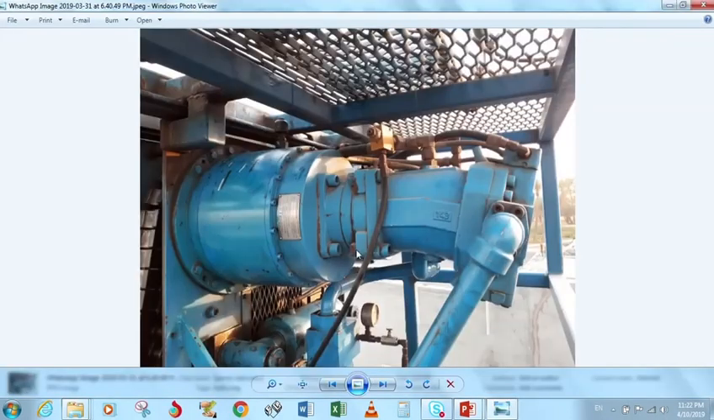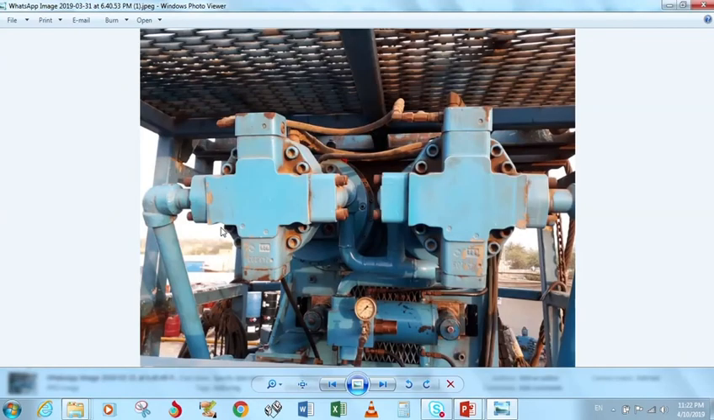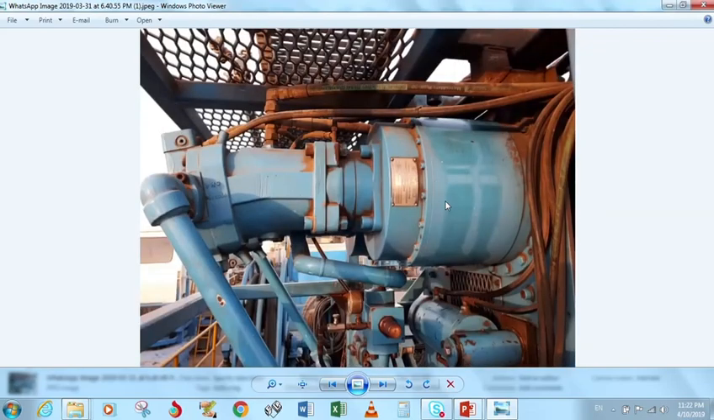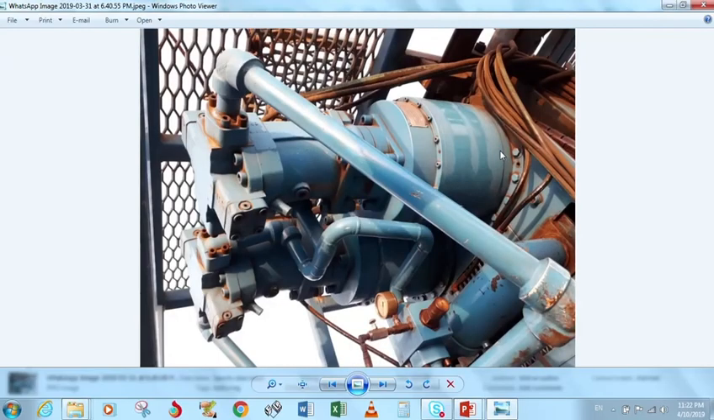Now here we can see the view of the hydraulic motor, which we have just seen. This is the motor, this is the hydraulic disc brake, and this is the planetary gear reducer. This is another view of the hydraulic motors. These are the two hydraulic motors from the back side. Here we can see again another view of the hydraulic motor. This is the hydraulic motor. It is driven by the hydraulic oil. This is the disc brake, and here is the planetary gear reducer assembly.